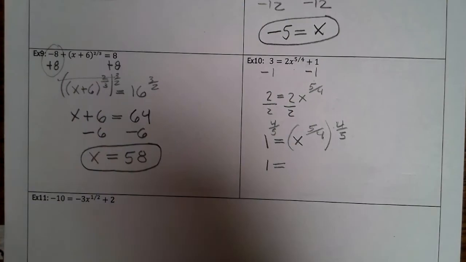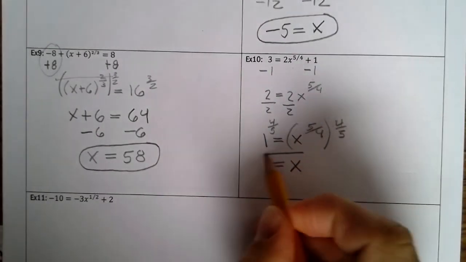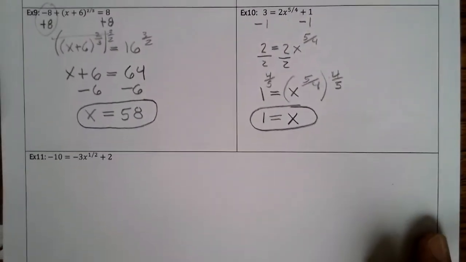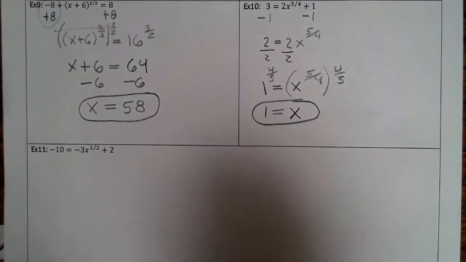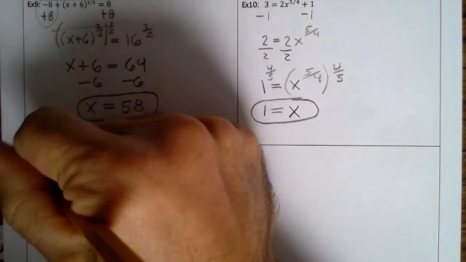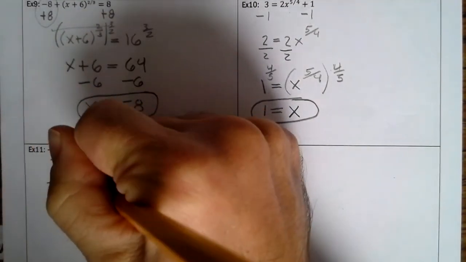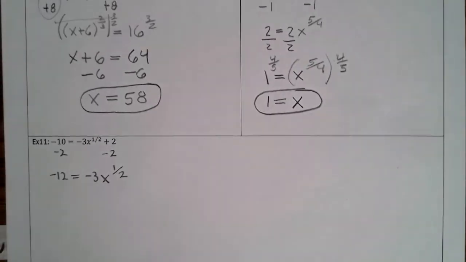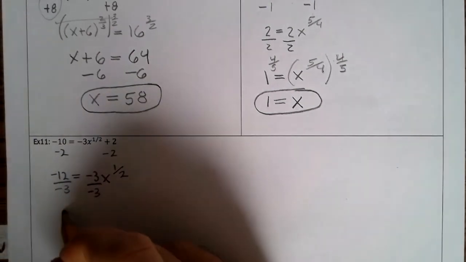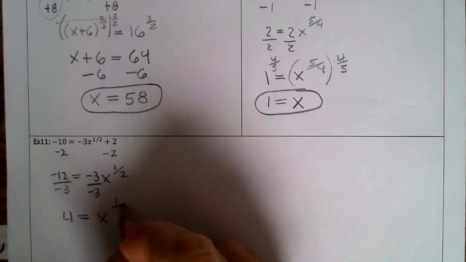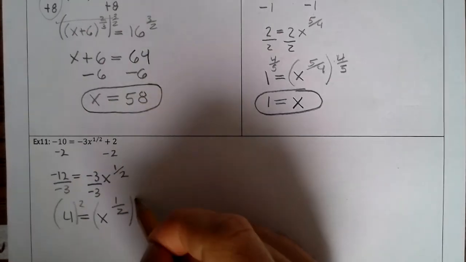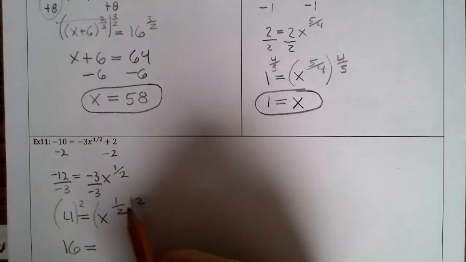All right. Last problem, let's take a look at example 11. First things first, you're going to subtract 2 from both sides. So then that's negative 12 equals negative 3x to the 1/2. We're going to divide both sides by negative 3. That becomes 4 equals x to the 1/2. And we need to square both sides. So you get 16 equals x. All right, so that finishes up your examples.